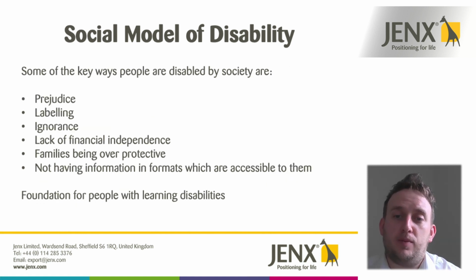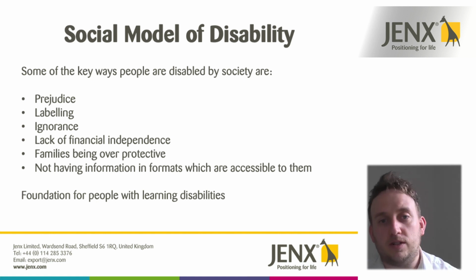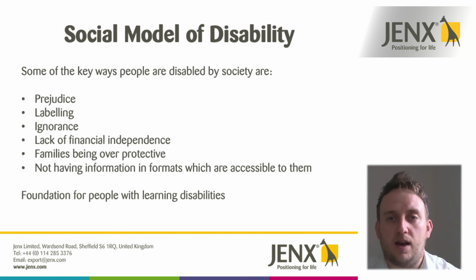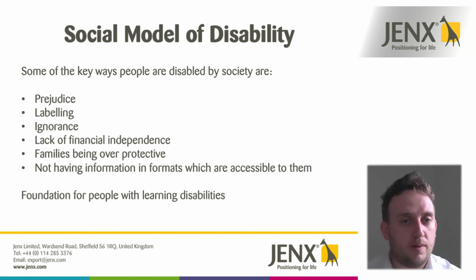So the Foundation for People with Learning Disabilities pointed out a few key ways that people are disabled by society. First of all, prejudice. So we spoke about the idea of stigma and not being seen in society, which can actually increase stigma and discrimination. The labelling of people as well, using incorrect terminology or terminology that can be quite damning in a way, which limits people's ability to actually be independent or to achieve the things that they're capable of.